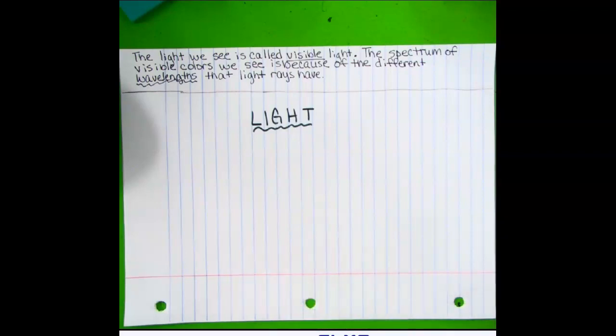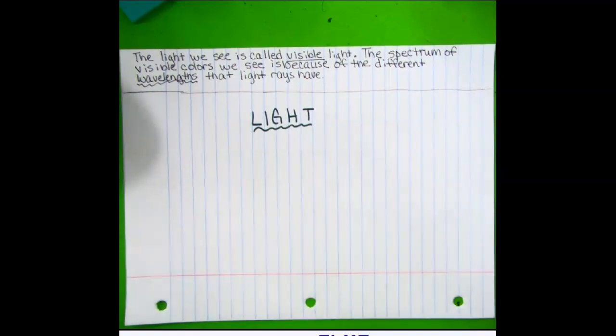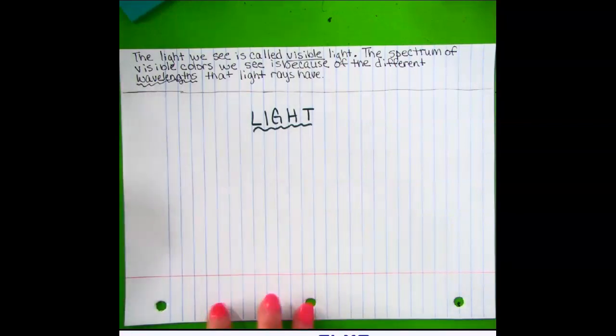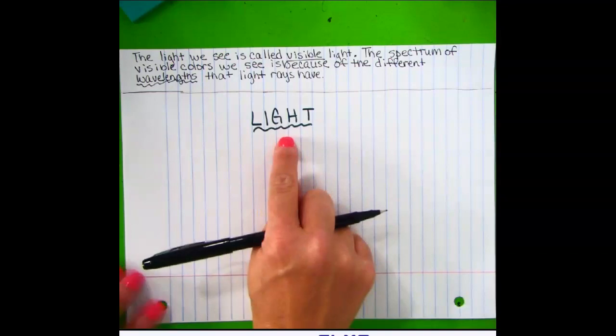So again, the light we see is called visible light. The spectrum of visible colors we see is because of the different wavelengths that light rays have. All right? So, we have light.